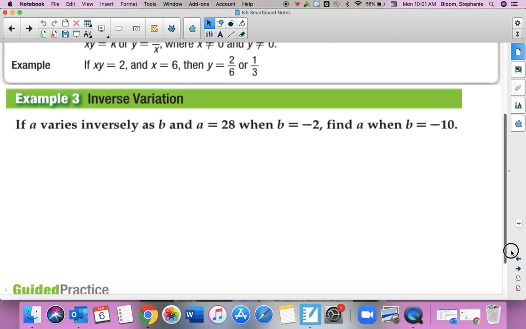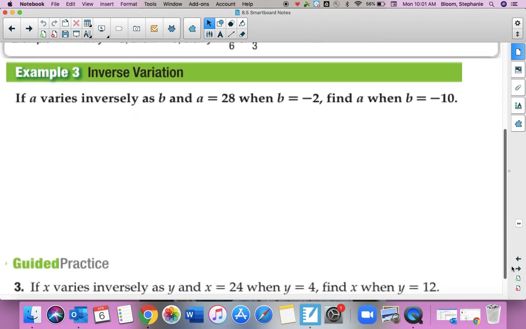Okay, so let's look at an example of this. So this first example here says if A varies inversely as B, so I'm going to automatically write A equals K divided by B, for varies inversely. So here's what I know. A equals 28 when B equals -2.